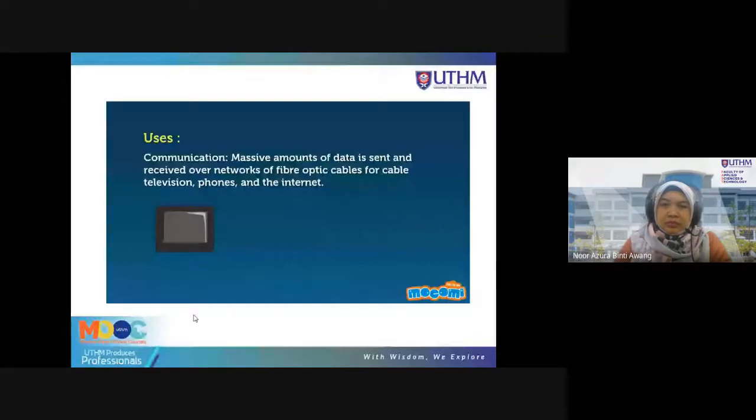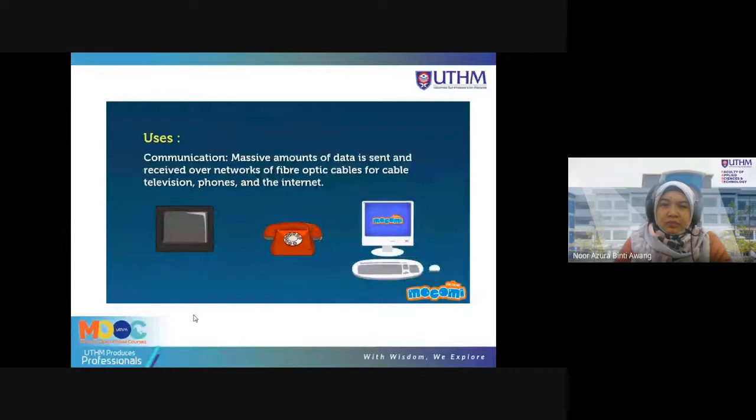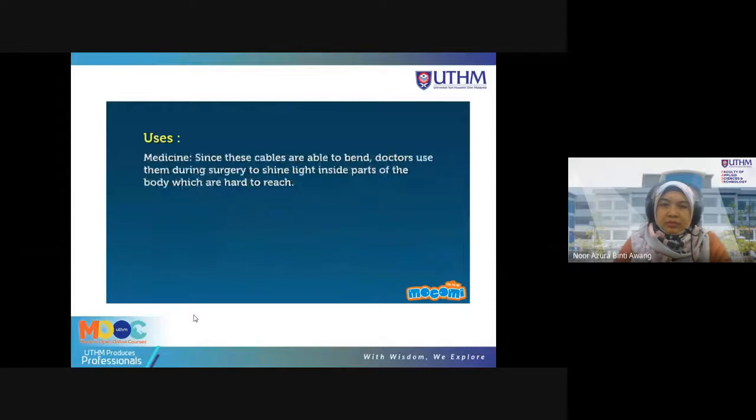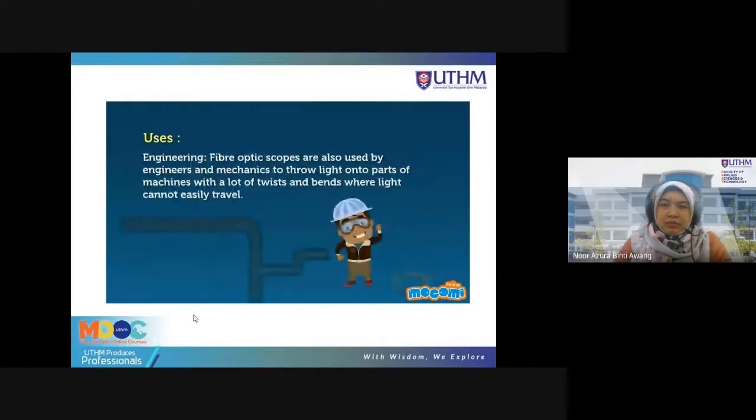Uses. Communication. Massive amounts of data are sent and received over networks of fiber optic cables for cable television, phones, and the internet. Medicine. Since these cables are able to bend, doctors use them during surgery to shine light inside parts of the body which are hard to reach. Engineering. Fiber optic scopes are also used by engineers and mechanics to throw light onto parts of machines with a lot of twists and bends where light cannot easily travel.